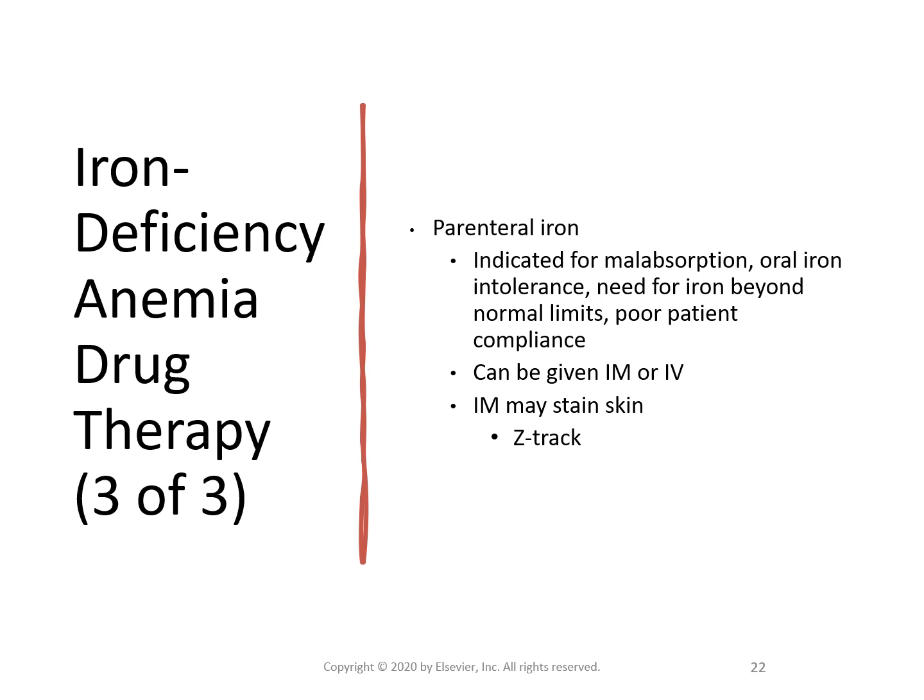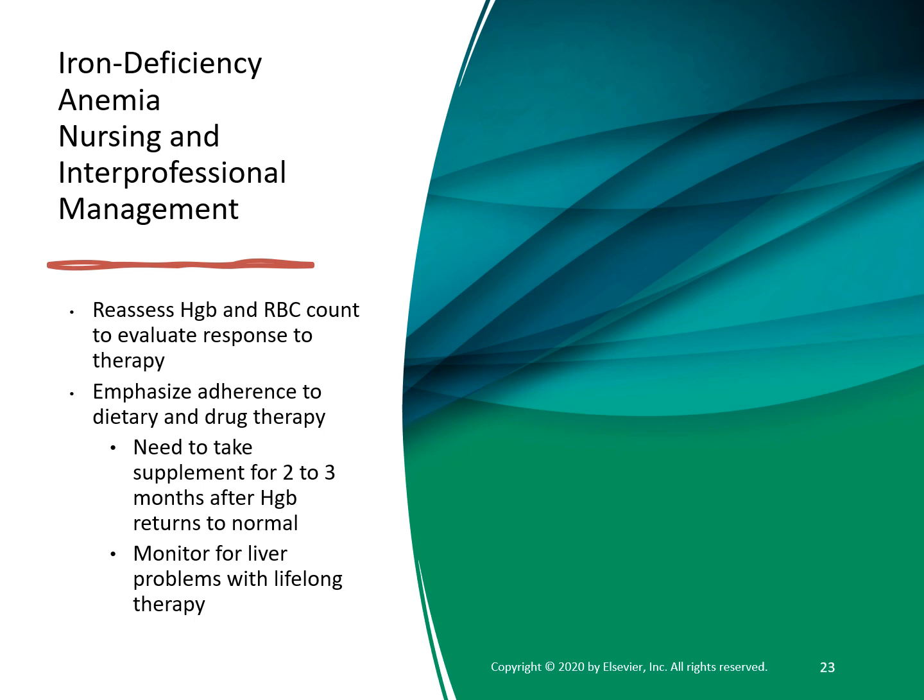Parenteral iron. Parenteral means IM or IV. It can be given either way. If it's going to be given IM, we need to give it via Z-track because it may stain the skin and it needs to go deep into the muscle to be absorbed.